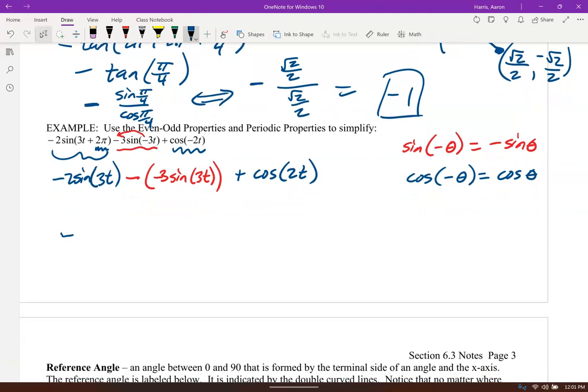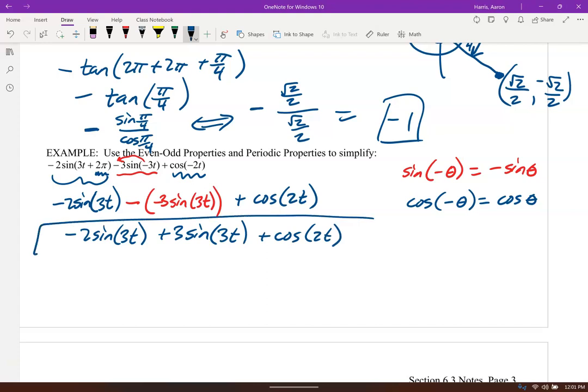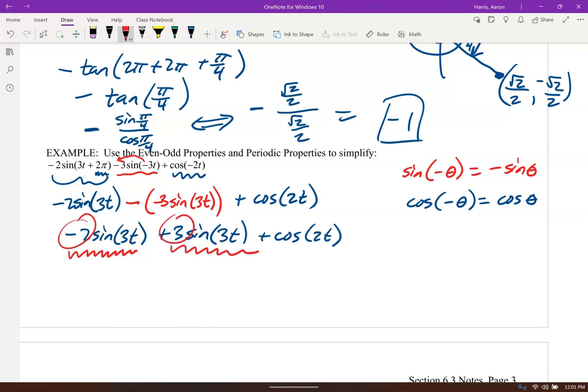So we've got negative 2 sine 3t plus 3 sine of 3t plus cosine of 2t. And we just kind of cleaned it up with the properties that we have. Oh, I'm sorry, that's not quite done. I have like terms, my apologies. Both of these are sine of 3t's. So I have negative 2 plus 3 is a 1 sine of 3t. 1 sine of 3t. There we go.